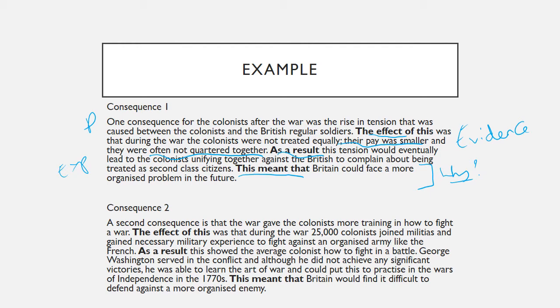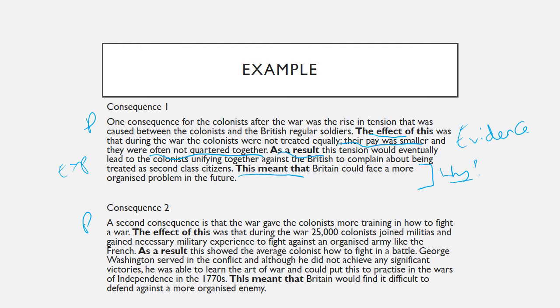But it's those phrases. The effect of this consequence was this. As a result of that, it led to that. This meant overall the following. Notice again on the second one. A second consequence is that the war gave the colonists more training in how to fight a war. They're really not rocket science points. They've just fought the French-Indian War, and as a consequence, they are now better at fighting.